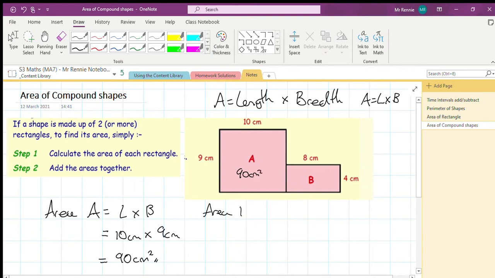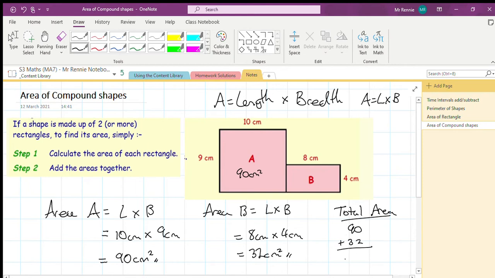So the area of part B, again, same formula, length times breadth. That's going to be 8 centimeters times 4 centimeters. 8 times 4 gives me 32, so 32 centimeters squared is my final answer. To get the total area, which is what we want, we add our two answers, so it's 90 plus 32, and we get the answer 122 centimeters squared. So that's what our questions are going to be like.